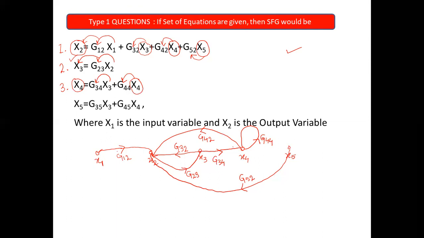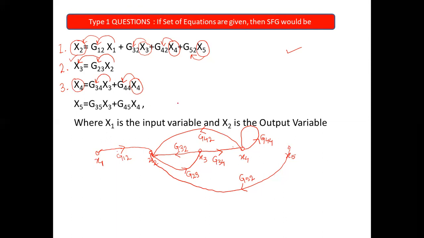Okay, direction could be anywhere, it could be clockwise, it could be anti-clockwise, because a signal is going from x4 and it is coming to x4 again. So direction could be anything. As such, there is no effect of direction in this self loop concept.